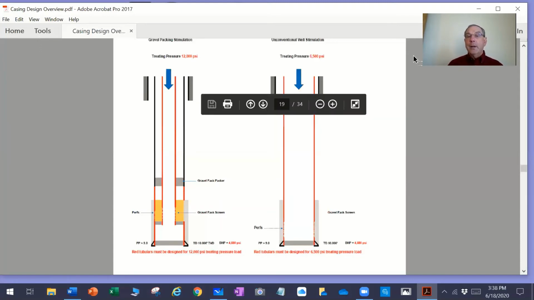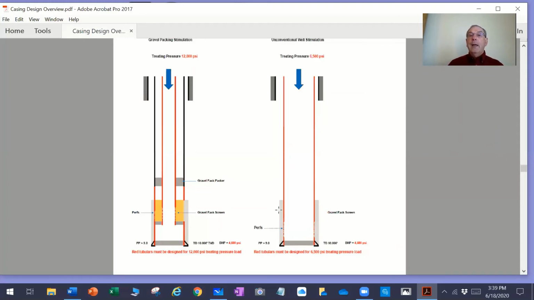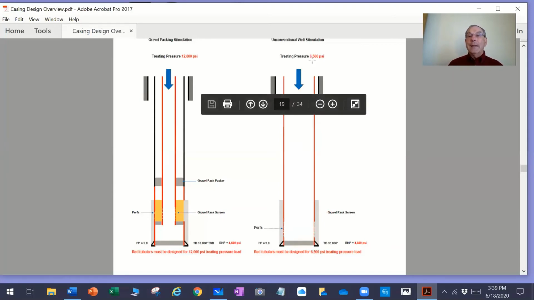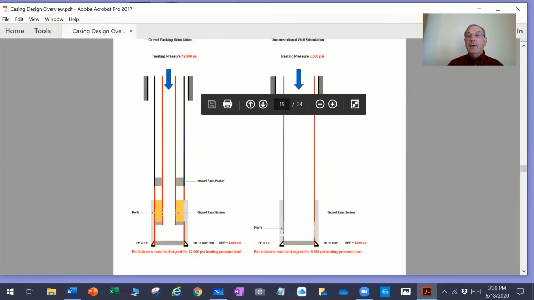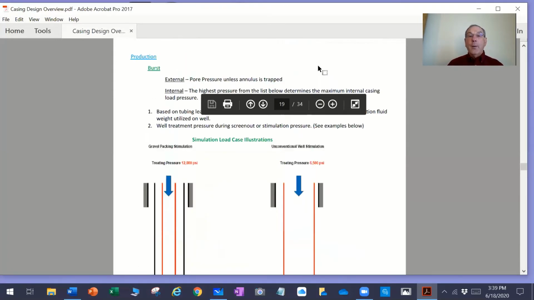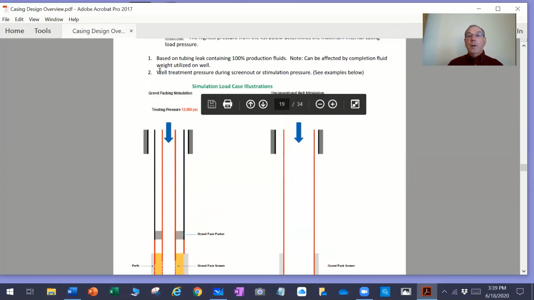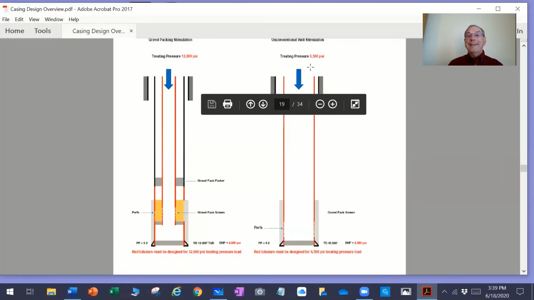And likewise, on a condition like an unconventional well, where this is the same well depth I've shown here, this little 4,600 PSI, if we were doing the treatment down the casing, and let's say we're pumping at 40 barrels per minute at 6,500 pounds, this entire casing string would have to be designed to exceed 6,500 pounds. Even though our rating based on condition number 1 would only be in the range of about 5,000 pounds, the rating based on number 2 would be 6,500 pounds.